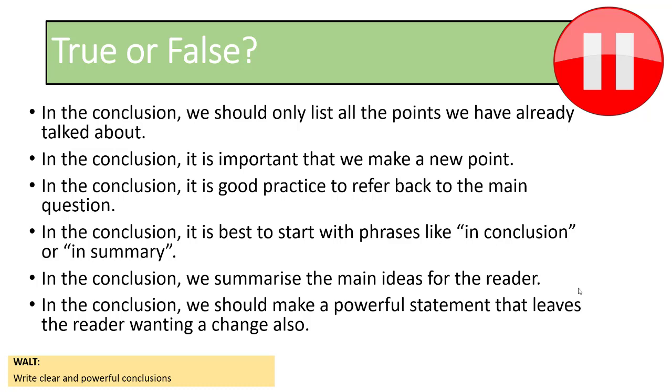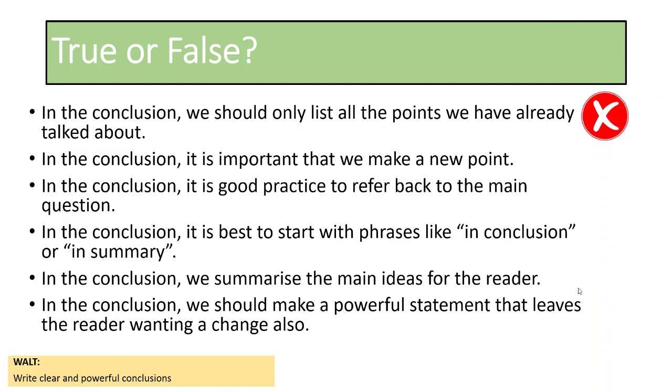Okay, so let's go through this. In the conclusion, we should only list all the points we have already talked about. So do you think that's true or false, listing the points you've already mentioned in paragraph 2, 3, 4, and 5? False. Okay, we may make some of those points, but we shouldn't only list them, because then we're repeating ourselves. And the conclusion isn't about repeating ourselves.